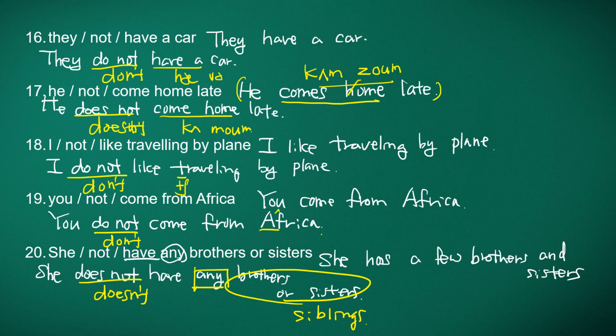I like traveling by plane. I do not like traveling by plane. I don't like traveling by plane. Number 19, you come from Africa. You do not come from Africa. You don't come from Africa.